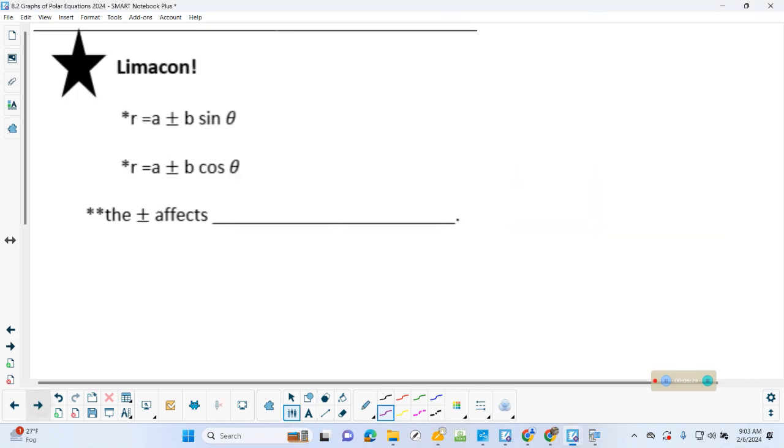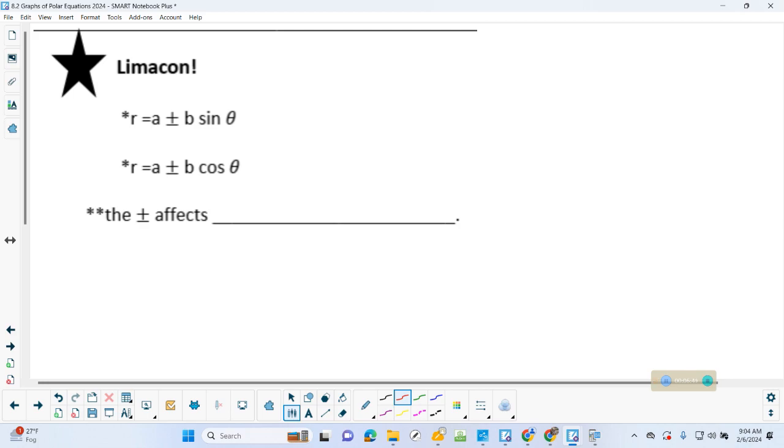Let's see if we can make it through here. Now, I've heard this pronounced like 10 different ways. I've seen it called a limacon, limacon, limacon. I've seen it all. I call it a limacon. You call it what you want. So these are kind of fun graphs. I like these. Except my lack of drawing.